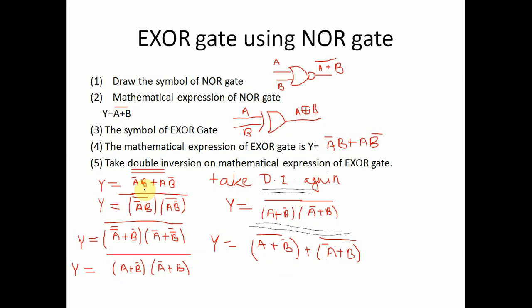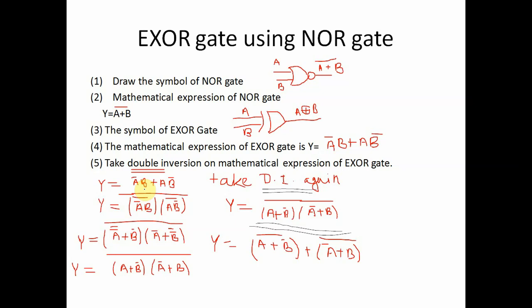Now the next implementation is the XOR gate using NOR gate. XOR gate using NOR gate. First step is to draw the symbol of NOR gate. Second one is to draw the mathematical expression of NOR gate. The mathematical expression of NOR gate is Y is equal to (A plus B) bar.